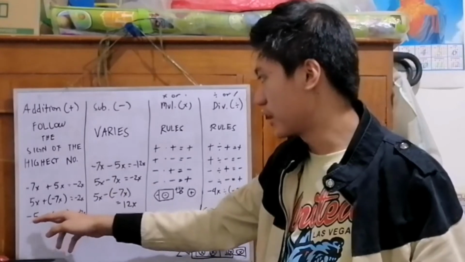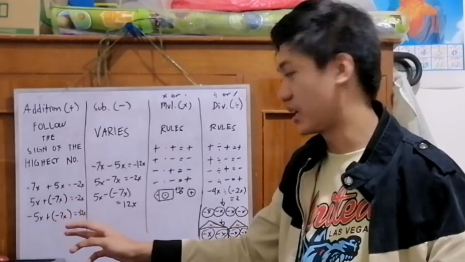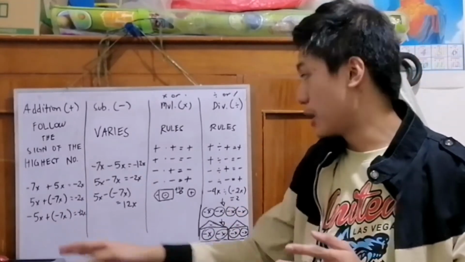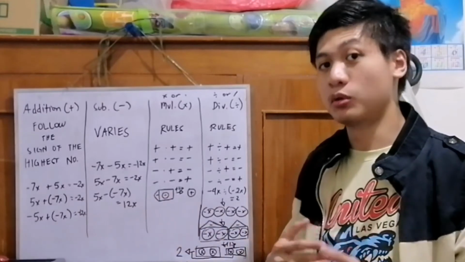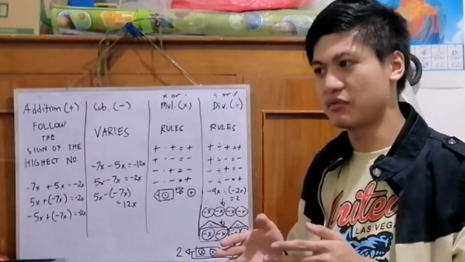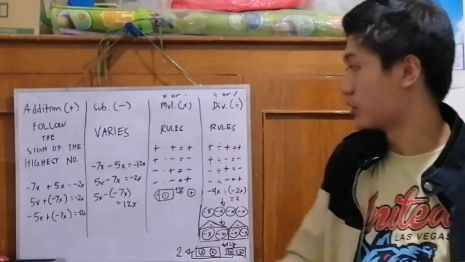And the third problem, negative 5x plus negative 7x. This time, two numbers have negative signs. And so all you have to do is just think about these two numbers as if they're both positive, and then you're going to add them. So we have 5 plus 7, and that is 12. And then you're going to insert the negative sign right after.